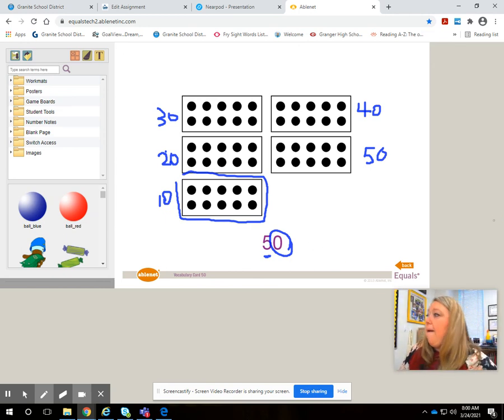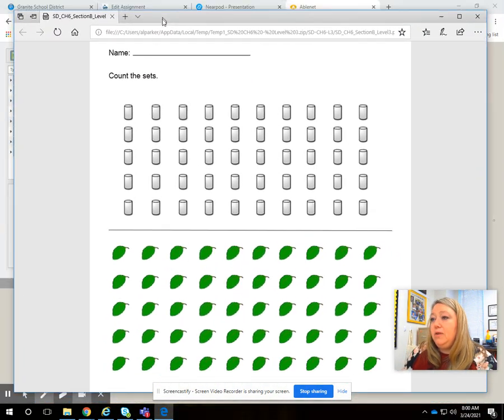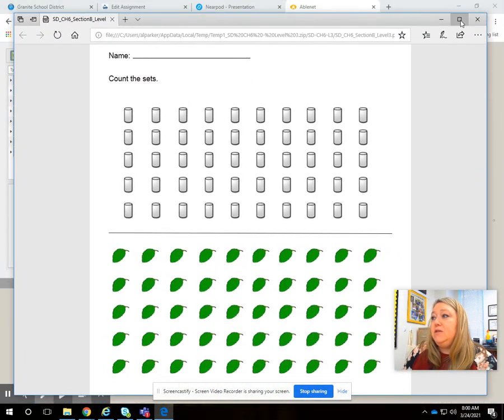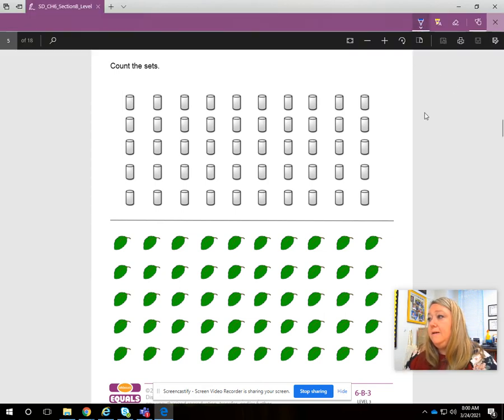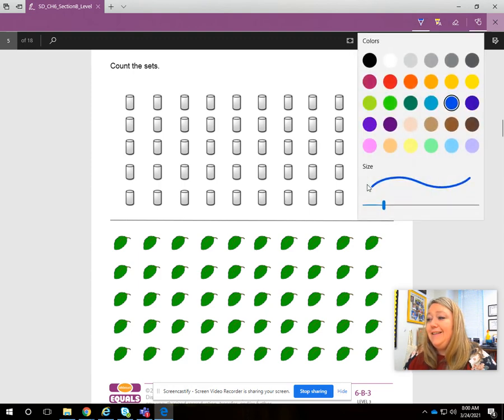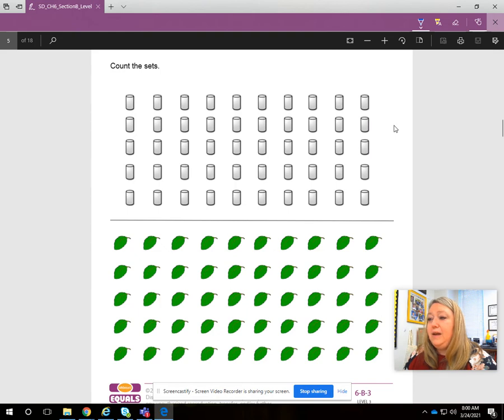Okay, let me pull over the worksheet for today so that you can see what your goal is here. So for today, you're going to break 50 objects into groups or sets. Okay. So let me show you how to do that. I'm going to grab a pen here, and there we go. We have our pen and we're ready to go.